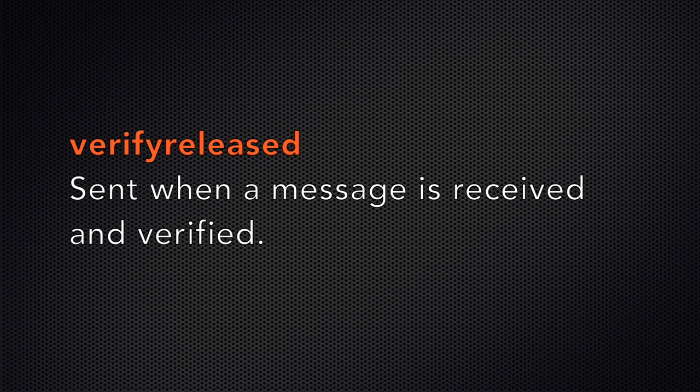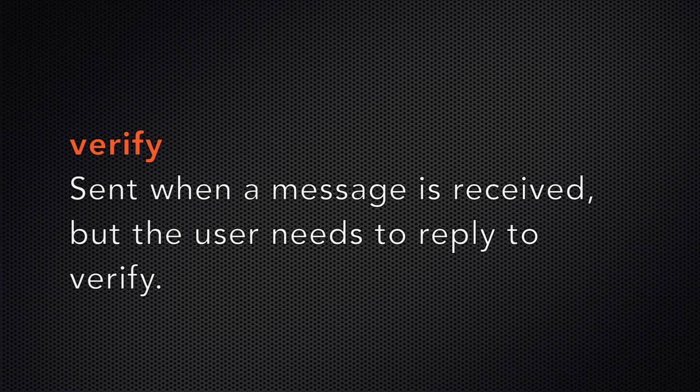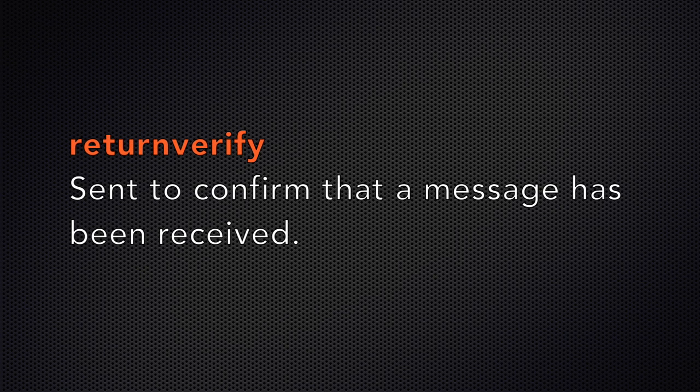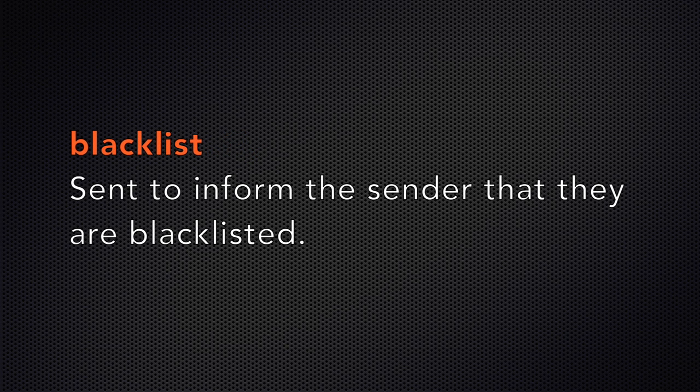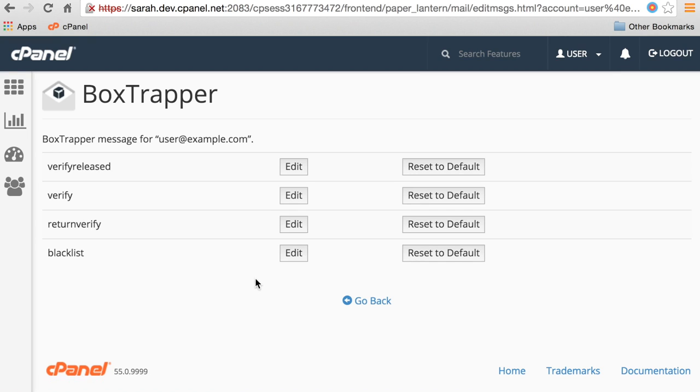Verify Released messages are sent when a message is received and verified. Verify messages are sent when a message is received, but the user needs to reply to verify that it's a legitimate source. Return Verify messages are sent to confirm that a message has been received. And Blacklist messages are sent to inform the sender that they are blacklisted and can't send email to the address. Click Edit next to the appropriate message type.